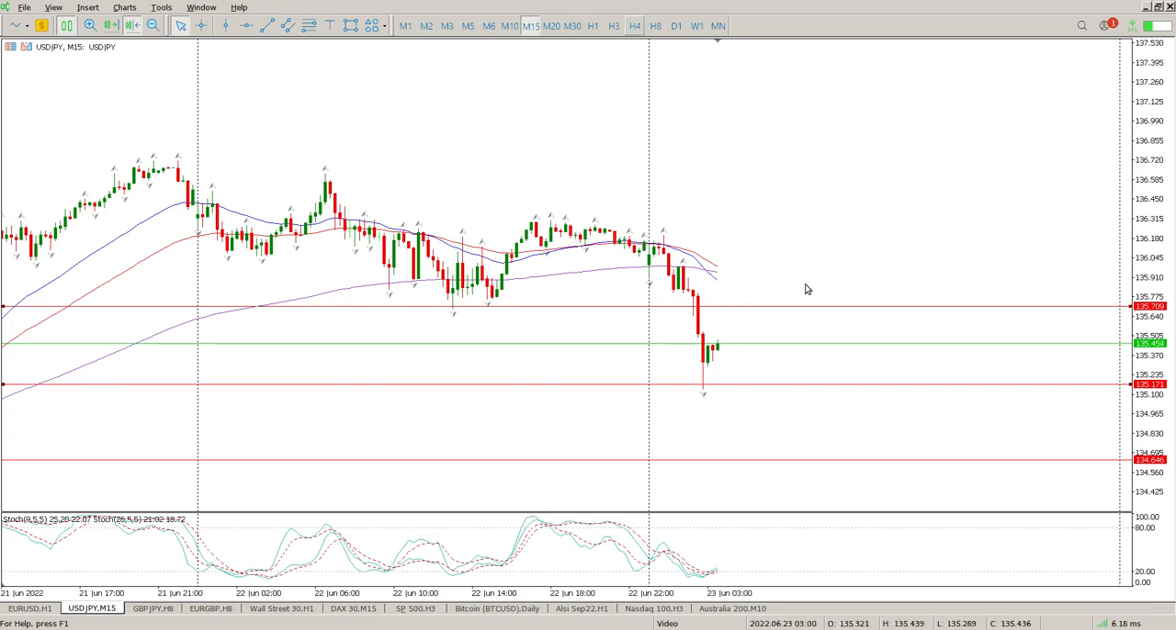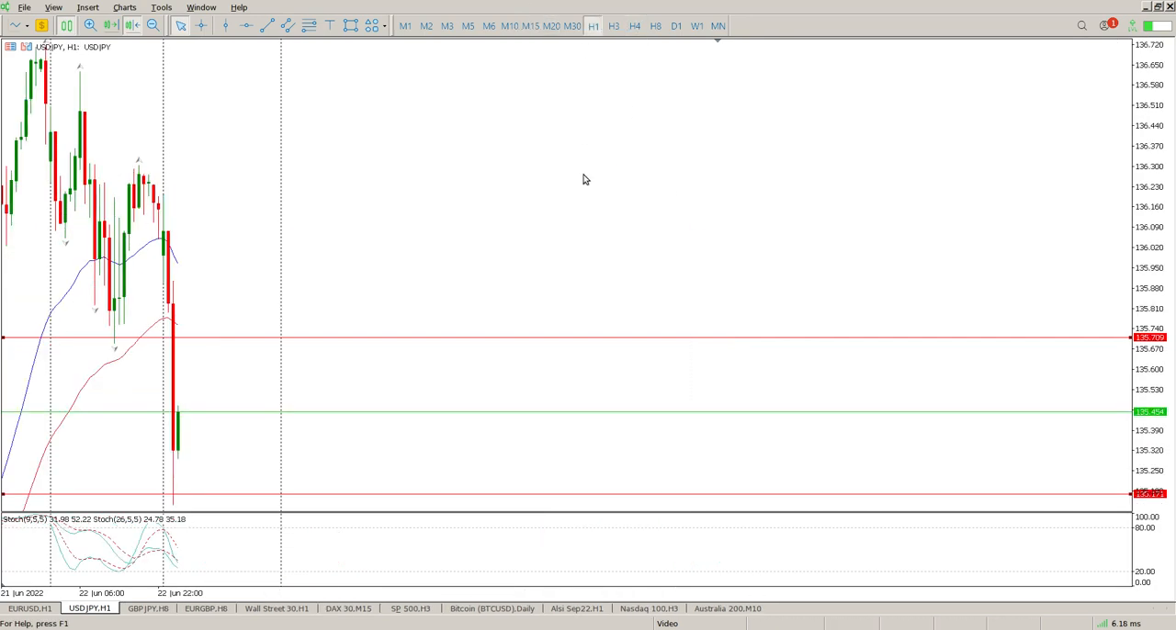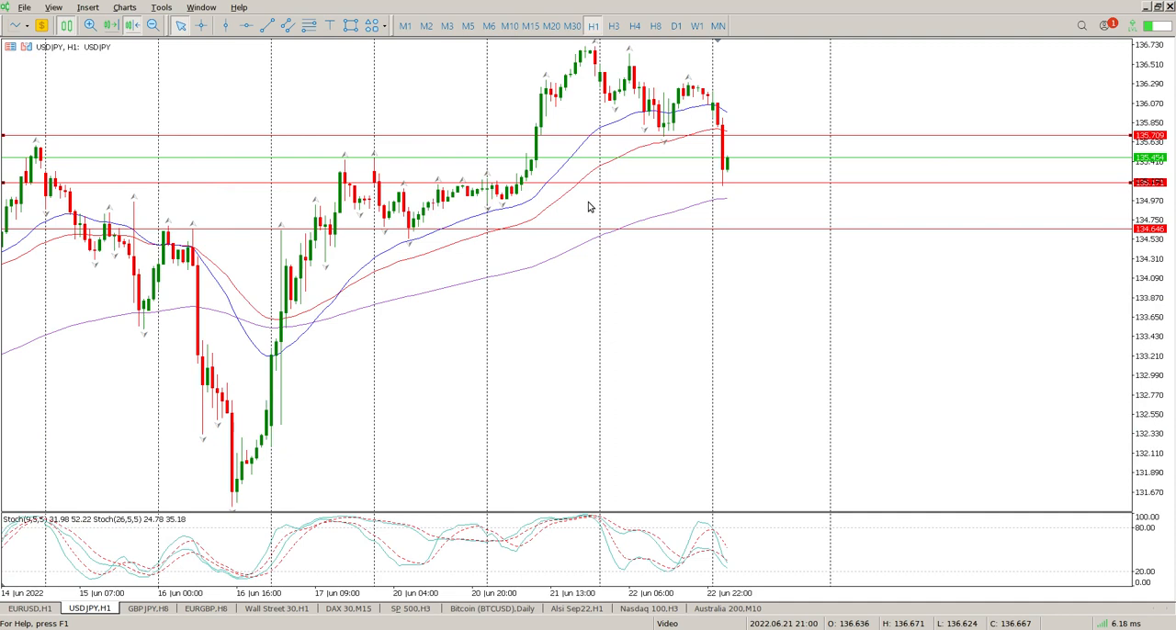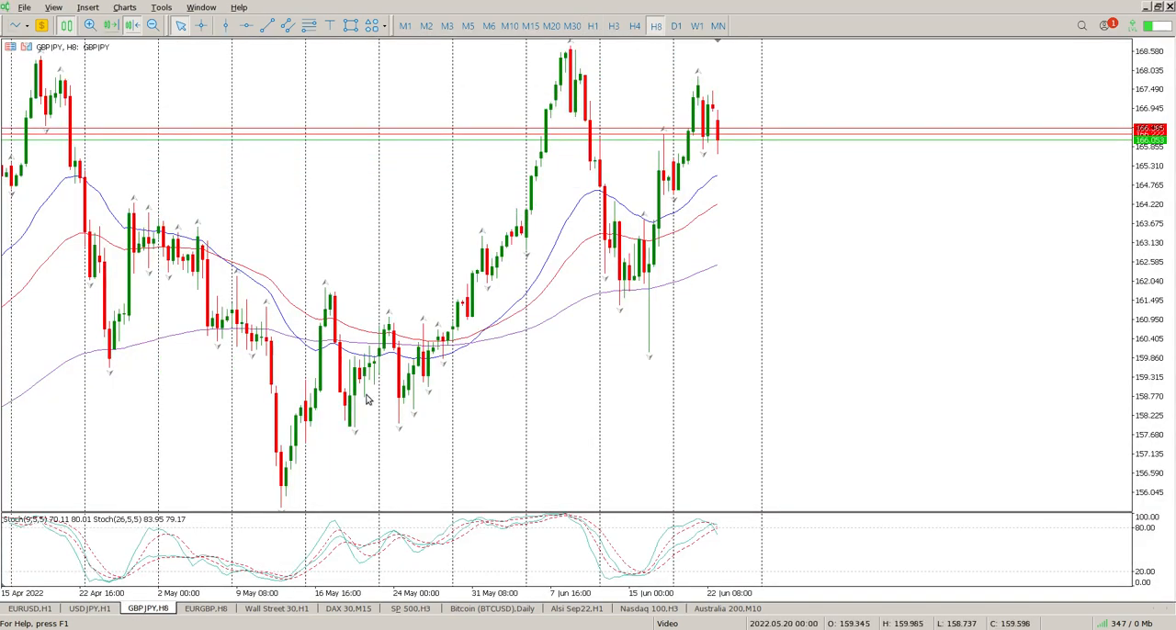So on the 15 minutes, looking like setups to the short side. On the hour, you are in an uptrend, so you need to just be careful and see if you can get some support here. If you can't get support here, then you need to wait for the break below the structure here at 134.646 for a move to the downside. Dollar's looking a little bit all over the place right now.